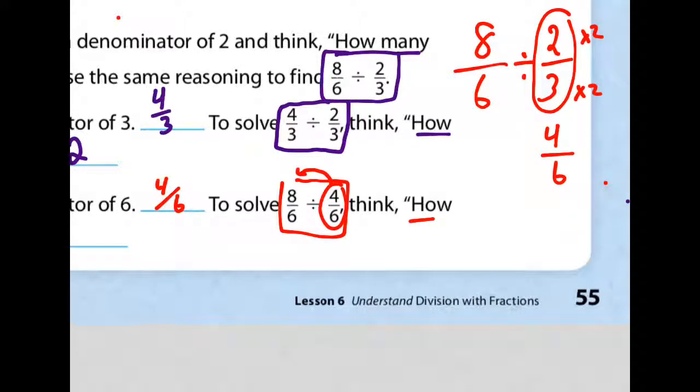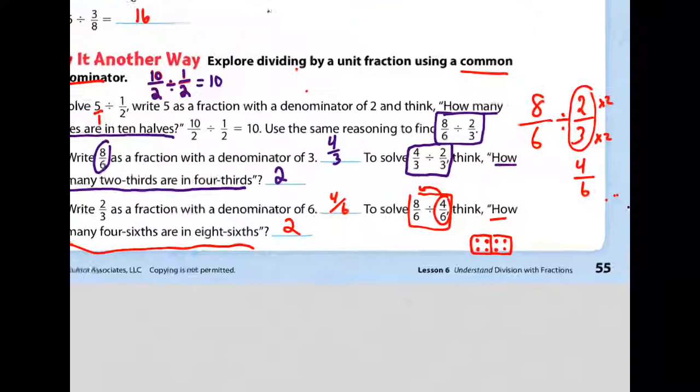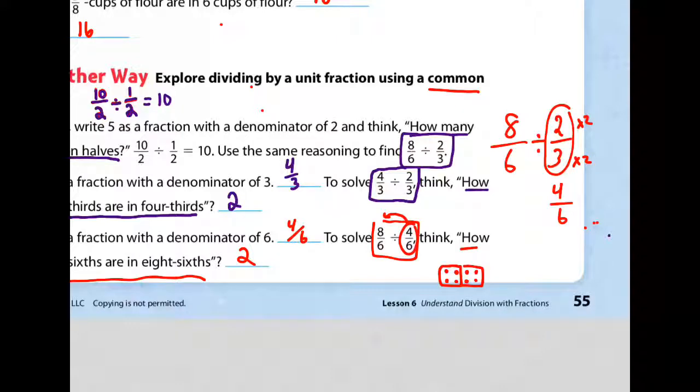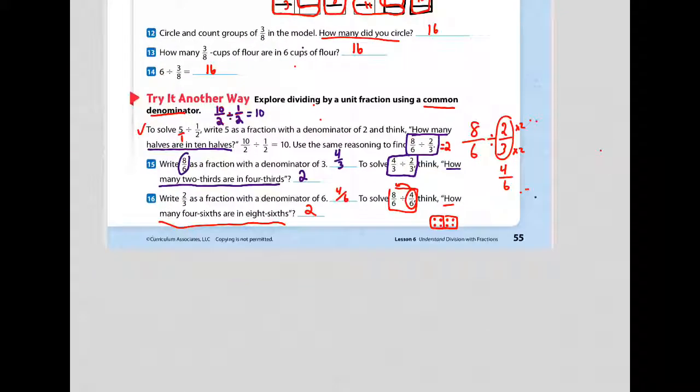In other words, how many groups of 4 are in 8? So here's 8. How many groups of 4 can you get? 2, right? So there are 2 groups of 4/6 in 8/6. So guess what? That means the answer to our division problem, 8/6 divided by 2/3, is 2. All right? So that's just another way, the common denominator way, of dividing fractions.